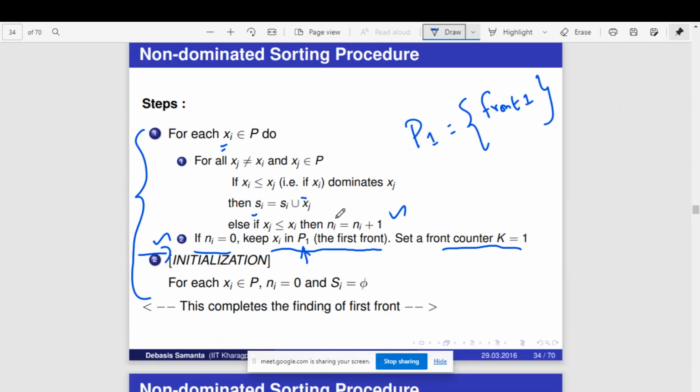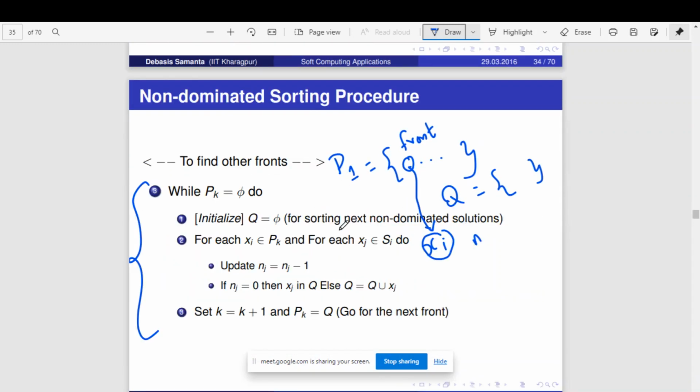So here ni represents the count of Si. That is, how many individuals are dominating this individual? How many individuals are dominating the ith individual? That is what ni contains. So for the jth individual, we are subtracting nj equal to nj minus 1.